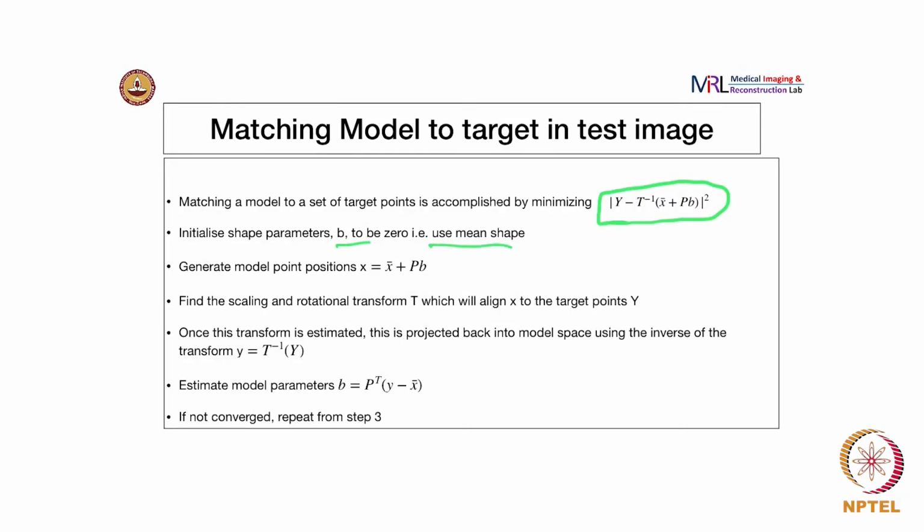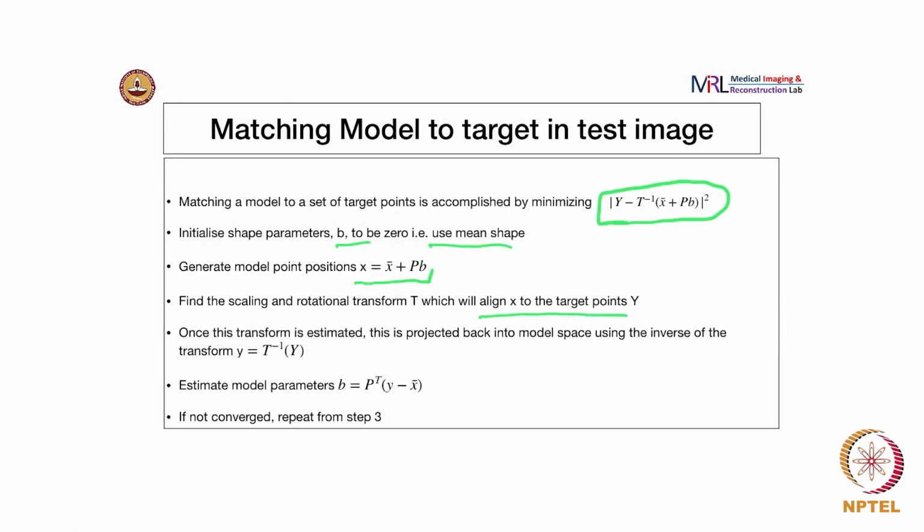So you will start off with the mean shape, and you generate the model point positions using this expression. You have the Pb. Now we do this: find a scaling, rotational transform which will align X to the target points Y.